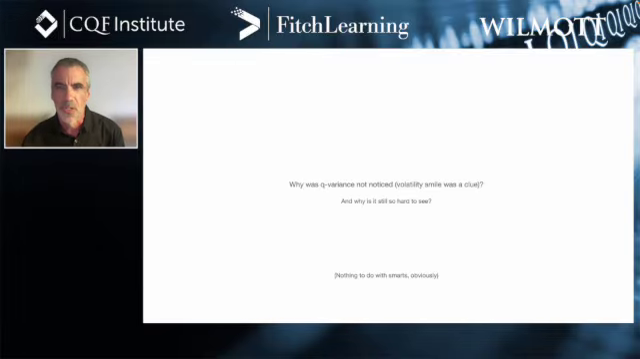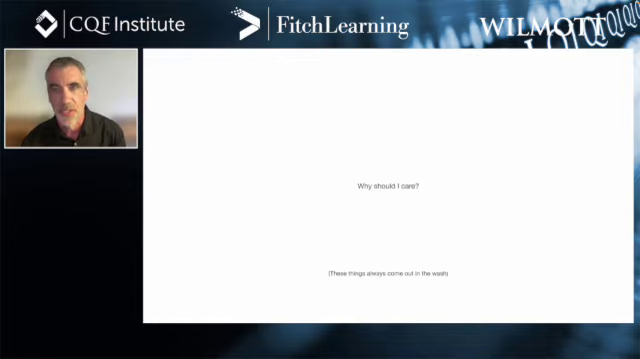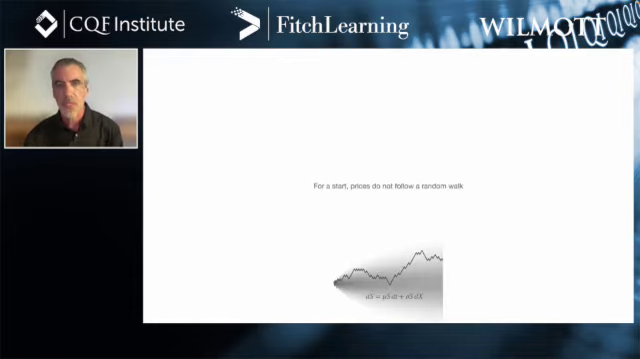Why was Q-variance not noticed? After all, the volatility smile was a clue. And why is it still so hard to see? And finally, why should I care? These things always come out in the wash, right? Well, for a start, prices do not follow a random walk.